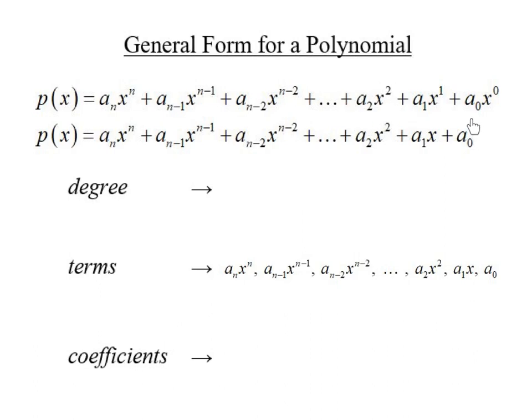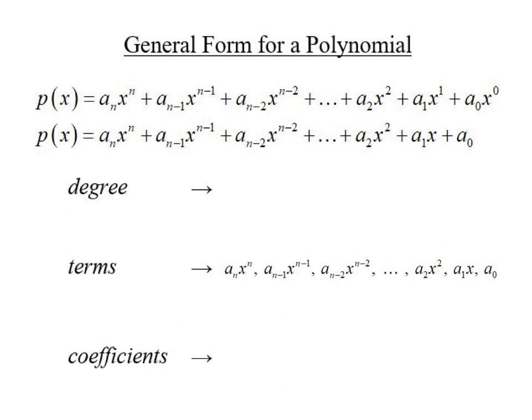This last one here, you'll notice, is a sub 0 times x to the 0, but x to the 0, of course, is just 1, so that's why we could rewrite it without an x on it. All right, so some terms that we have are as follows. We have what's called the degree of a polynomial, okay?